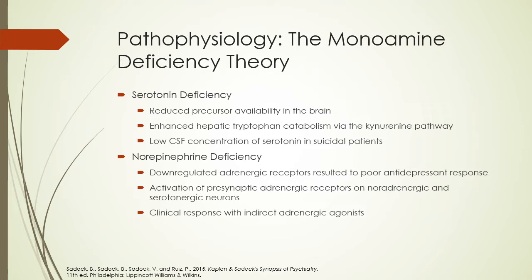Next, activation of presynaptic adrenergic receptors on noradrenergic and serotonergic neurons are found in patients with depression. So, with this, you have to remember your lecture in autonomics, which tells us that adrenergic receptors, which are found post-synaptically, will either activate the postsynaptic neuron by binding to GS, or at the same time, in a minimal fashion, inhibit that postsynaptic neuron by binding to GI.